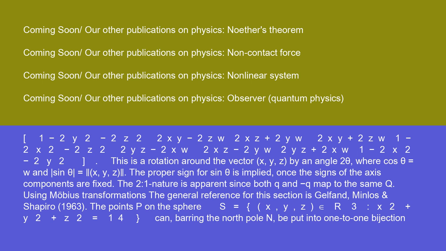The proper sign for sin θ is implied once the signs of the axis components are fixed. The 2:1 nature is apparent since both q and −q map to the same Q.